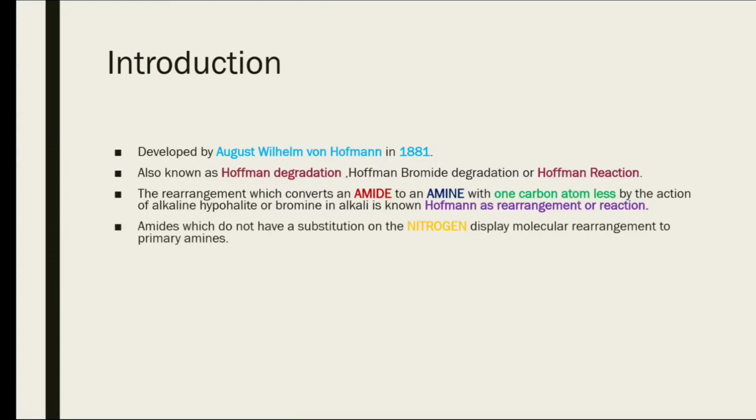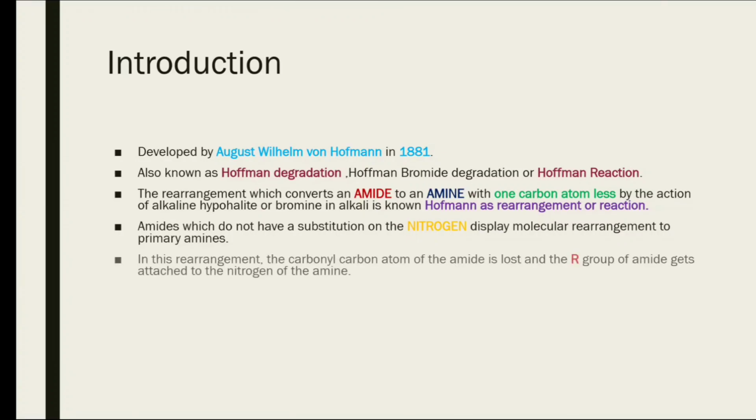For this rearrangement to occur, nitrogen of amides should not be substituted. In this rearrangement, what happens is that carbonyl group of amides gets lost and R group of amides rearranges and gets attached to the nitrogen of amines. So now let's see what is Hofmann reaction.